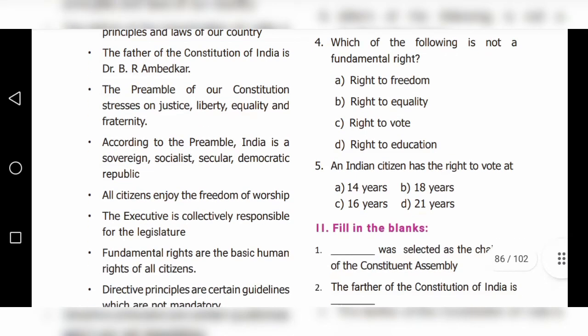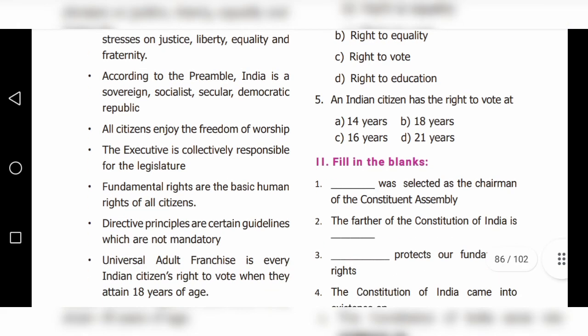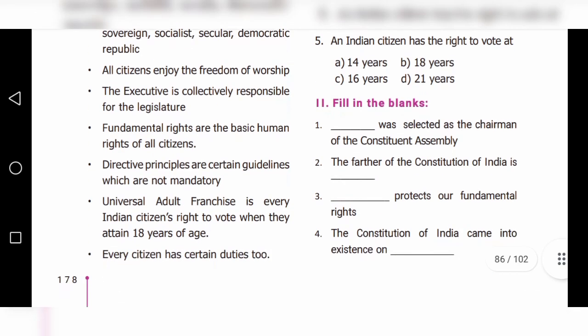Next one, according to the preamble, India is a sovereign, socialist, secular, democratic republic. Next one, all citizens enjoy the freedom of worship. Next one, the executive is collectively responsible to the legislature. Next one, fundamental rights are the basic human rights of all citizens. Next one, directive principles are certain guidelines which are not mandatory. Next one, universal adult franchise means every Indian citizen has the right to vote when they attain 18 years of age. When they reach 18 years of age, they must vote. Every citizen has certain duties too.